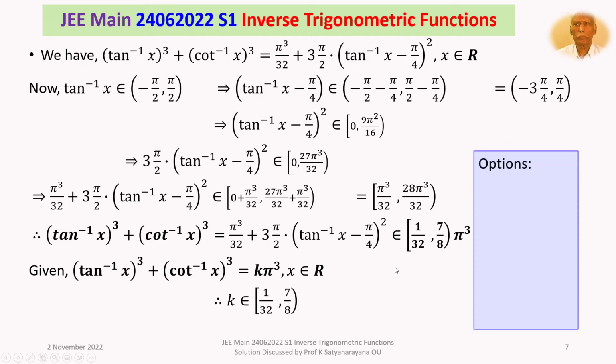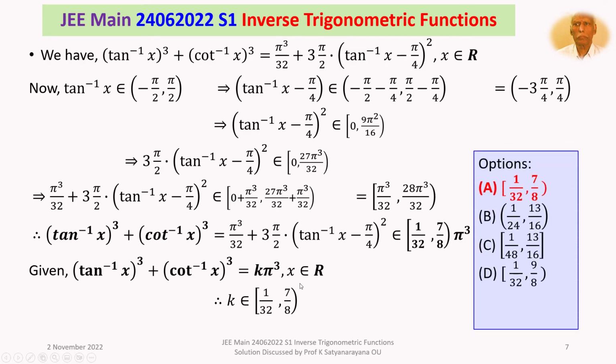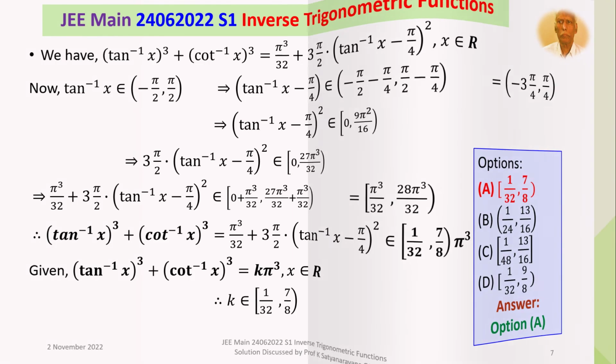Let's look at our options. K belongs to this interval. This interval appears against option A. Therefore, our answer is option A. And that is the solution of the problem from the section trigonometry, and the question is on inverse trigonometric functions.